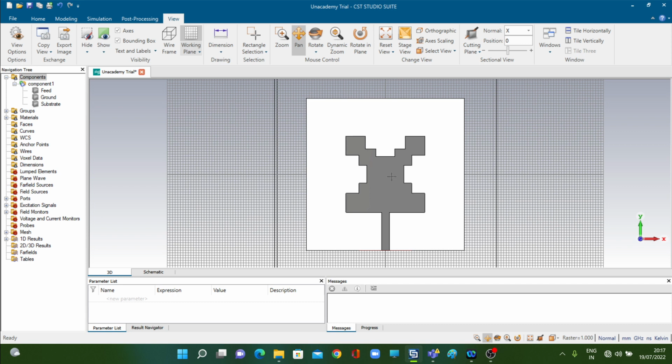Again, the Boolean extrude option will be used. Boolean subtraction will be used. But there will be a purpose for it. So first let us have the design. After that, I will explain the purpose.